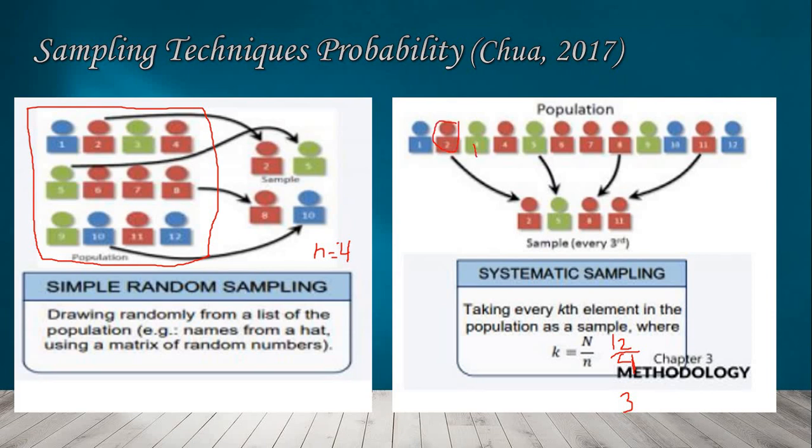So, etong second, and then 1, 2, 3. So, this is the third. So, kunin natin siya. So, another 1, 2, 3. So, third ulit, and then 1, 2, 3. And so, third. So, we have the 4 people as our sample.